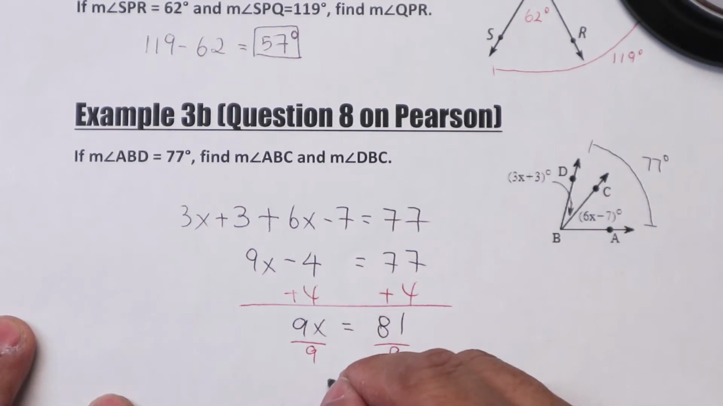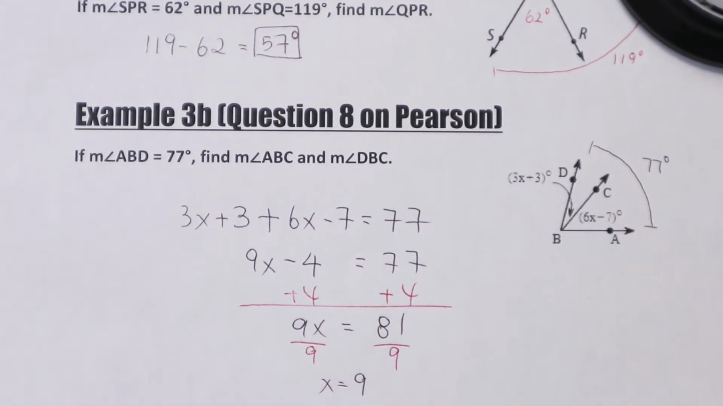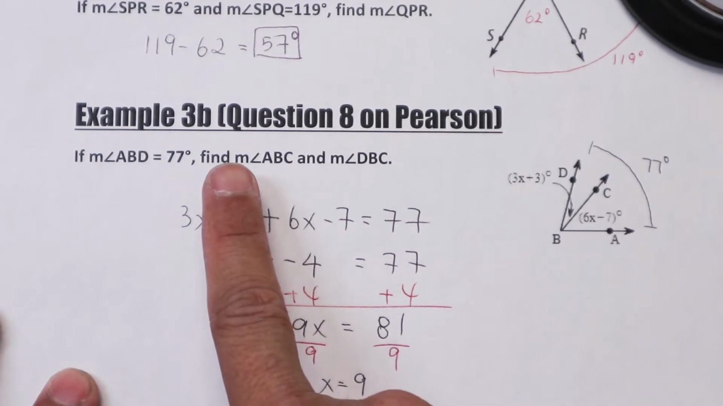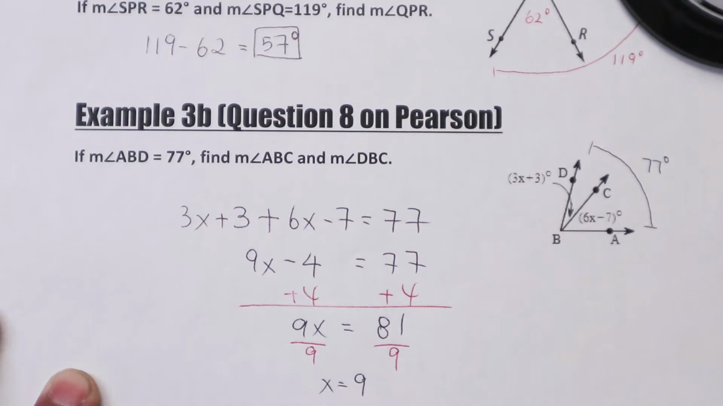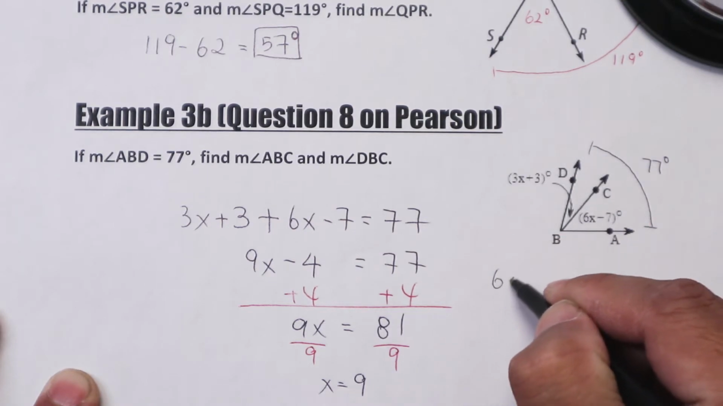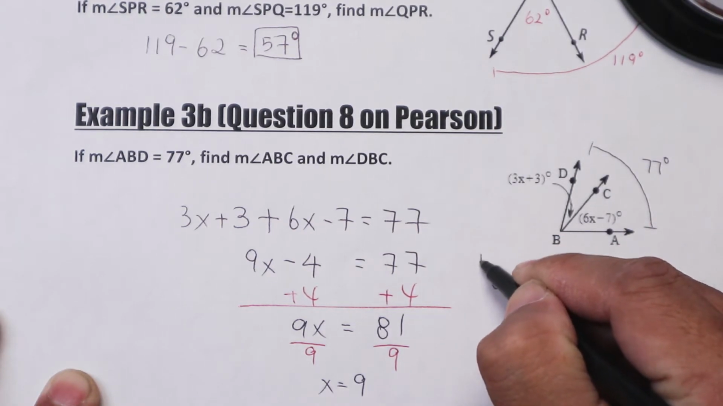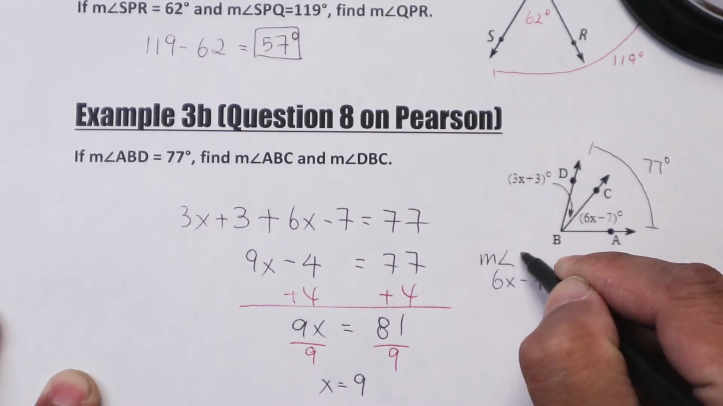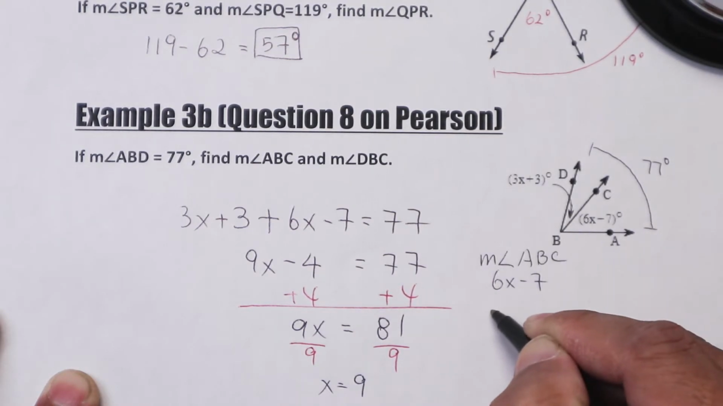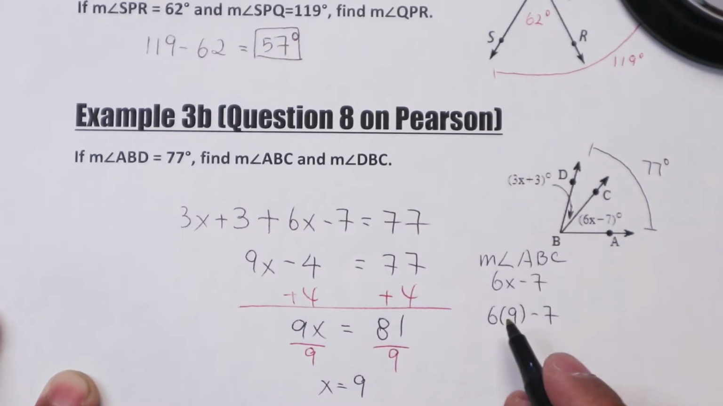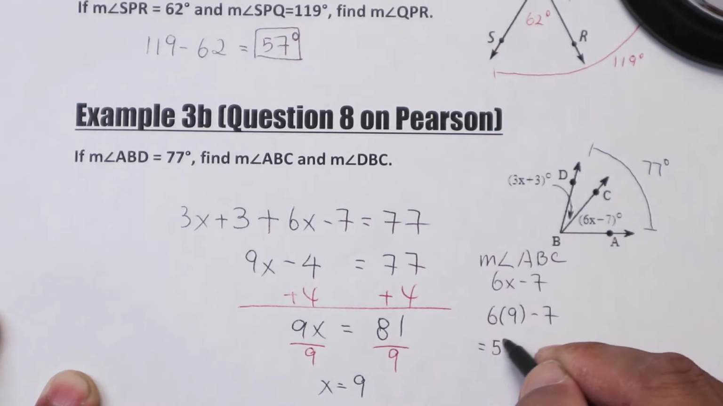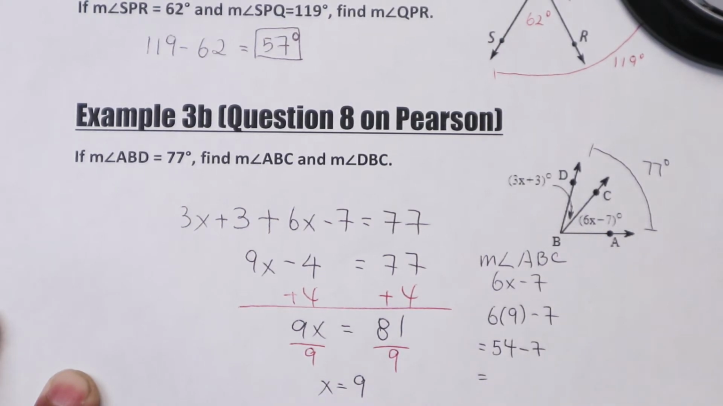Now, this is not your final answer, though, because that does not mean the angle is 9 degrees. You have to find the measure of angle ABC, which is the expression 6x minus 7. So you have to plug it in. So 6x minus 7, right? The measure of angle ABC is 6x minus 7. Replace the x with 9, okay? And then use order of operations to simplify. So 6 times 9 is 54. 54 minus 7 is going to be 47 degrees. So the bottom angle is 47 degrees.